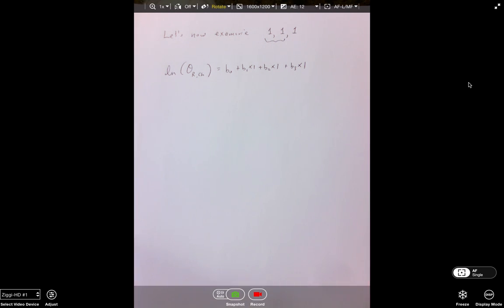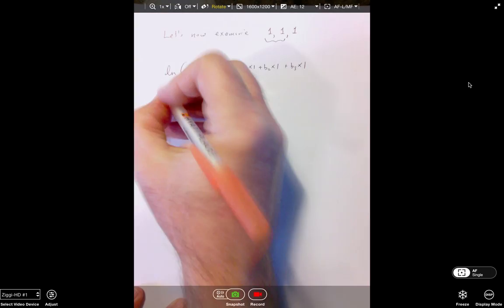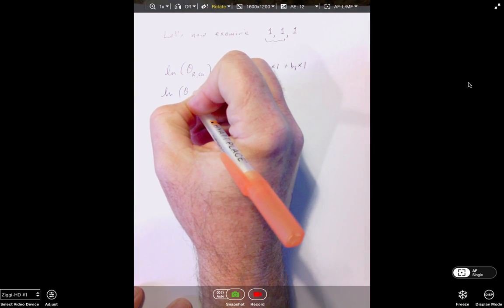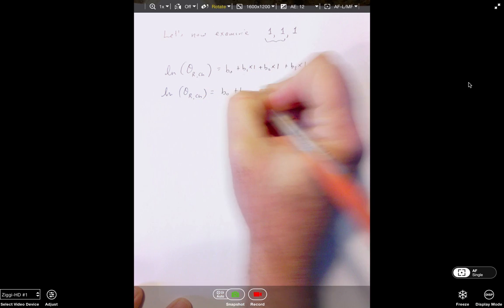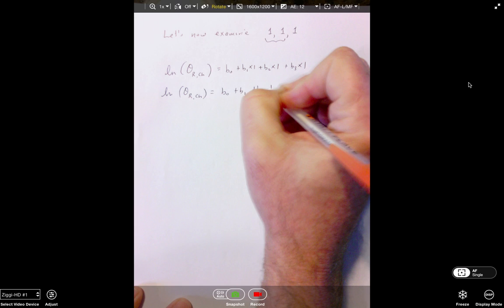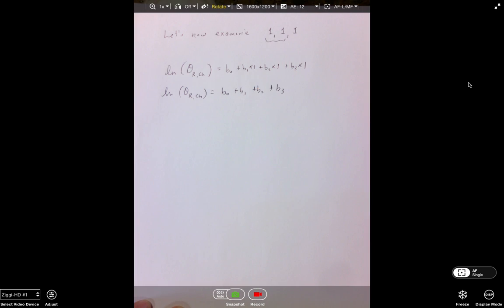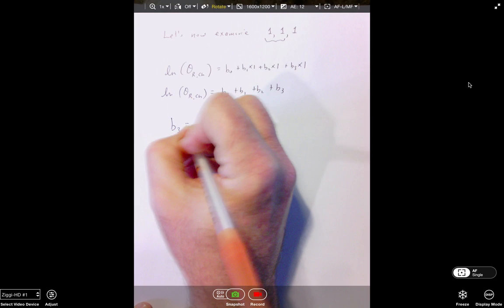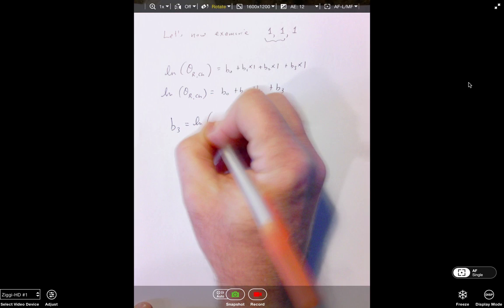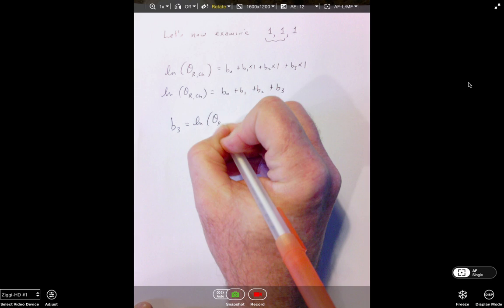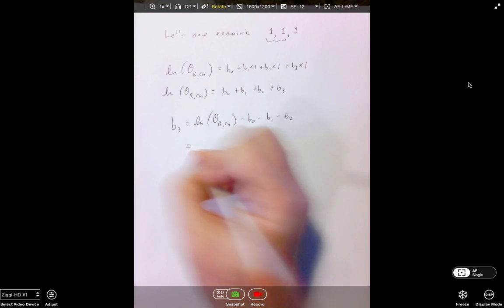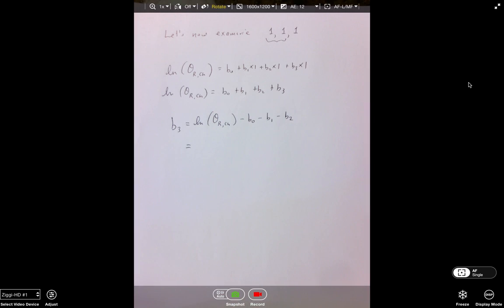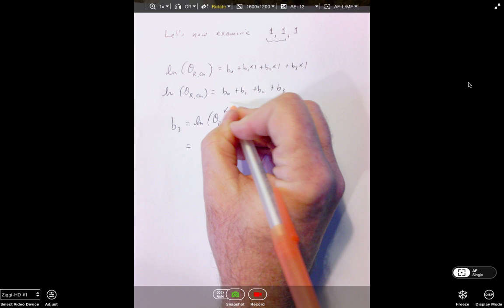Now, I was going to skip a step, but I don't want to do that. So again, we already have B0, B1, and B2 calculated. So this tells us clearly that B3 is going to be the natural log of the observed value for a Republican who is pro-choice, minus B0, minus B1, minus B2. Guys, I'm going to leave this for you to work on. Clearly right here, we're going to put in 80.